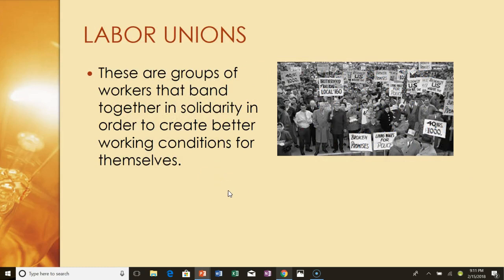Now, once workers started working in these industrial settings, a lot of times they were mistreated, so they banded together in solidarity to demand safe working conditions, adequate wages, that kind of thing. So labor unions emerge when workers unite to demand safety, to demand rights. And here in Michigan, they're pretty much dying on the vine because we became a right-to-work state. But in the 20th century, they had quite a bit of power.